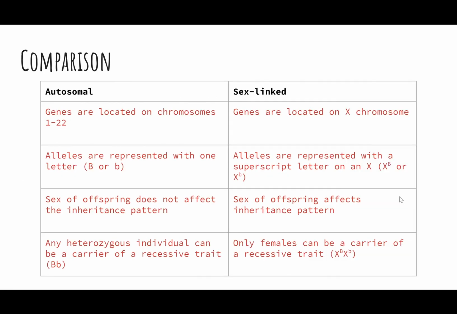Here is a comparison chart that I've given to you. There is a space on the notes to fill this out if you are following along, but it just sums up that autosomal is talking about genes that are on the first 22 pairs. We just use the one letter to represent it. The sex of the offspring does not affect the inheritance pattern, so you can just calculate the probabilities of the offspring without thinking about male versus female.